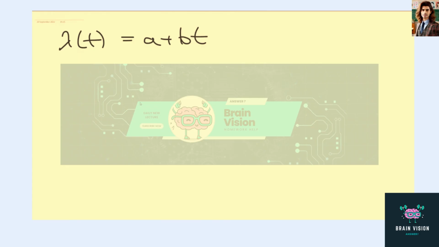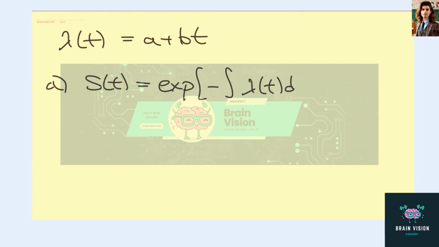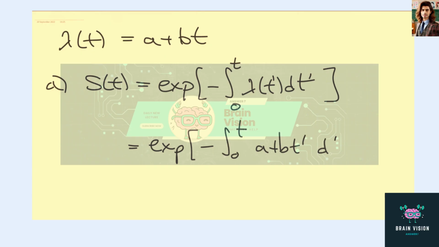So in this question, first of all, we're given a hazard rate, lambda of t equals a plus bt. And we're asked to find, first of all, the survival function. This is related to the hazard rate by S of t equals the exponential of minus the integral of lambda of t dt, and we have to integrate that from 0 to t. So this is going to be the exponential of minus the integral from 0 to t of a plus bt' dt'.